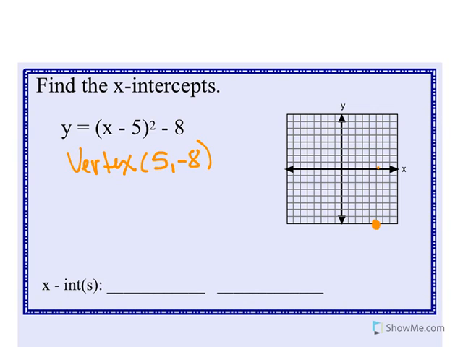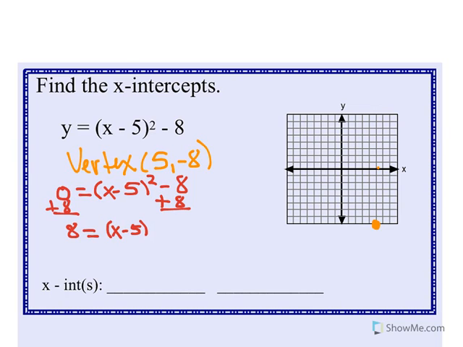Now, if I would like to find the x-intercepts, we need to go ahead and solve that equation. So here's what we're going to do. I'm going to write it so we can see it. We're going to change the y to a 0 because remember now we're solving. We wanted to say 0 equals. I'm going to move the constant, the minus 8, I'm going to do the opposite and do plus 8. So now I have 8 equals x minus 5 squared.